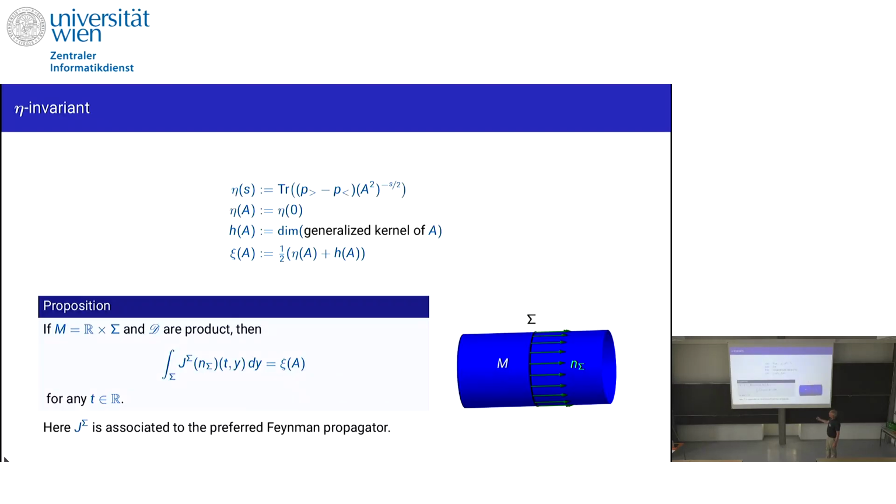And in the case of a product, there's a preferred Feynman propagator, and we take the Dirac current for that Feynman propagator. And then if you insert the future pointing time-like unit normal into this one form, you get a function, and you integrate it over any spatial slice, sigma, then it turns out that you get the psi invariant for that operator. And in fact, such a formula under certain additional assumptions is even true pointwise. So this is a formula which relates the Dirac current for a specific Feynman propagator to the eta invariant or the psi invariant.